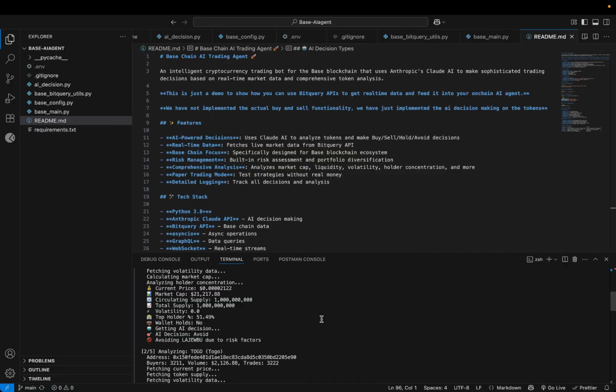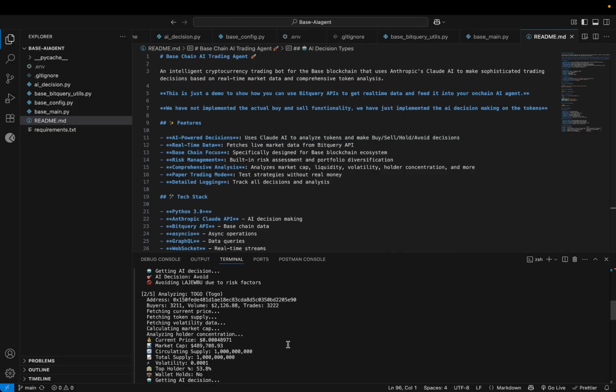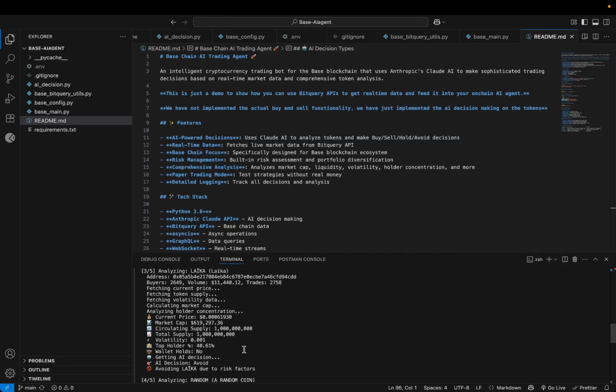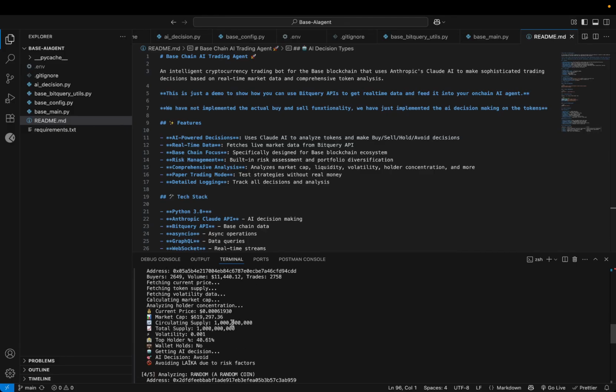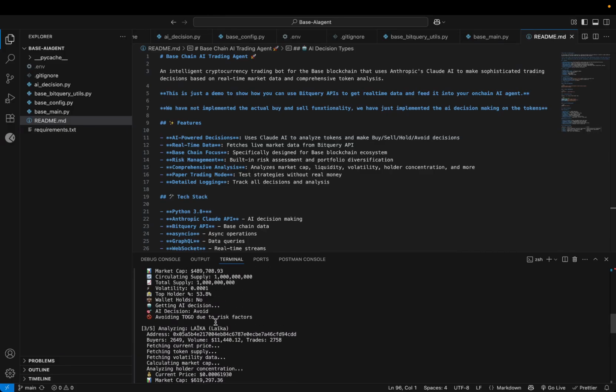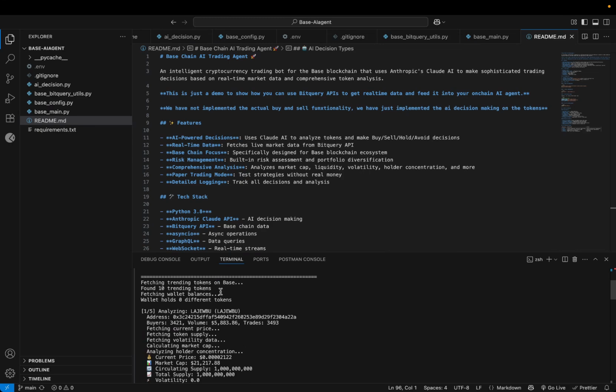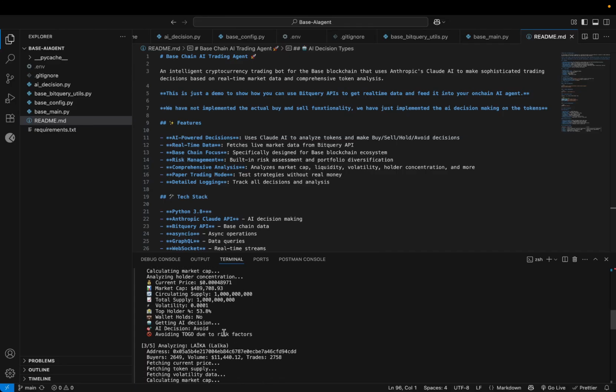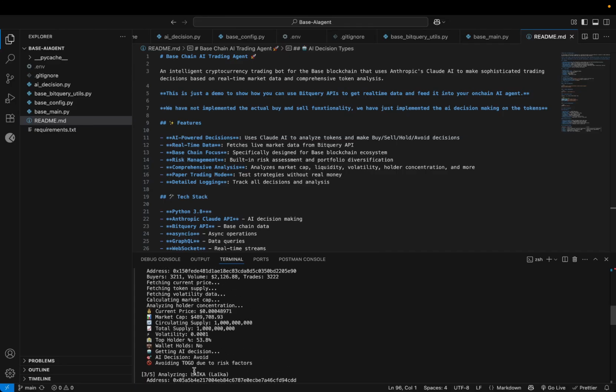All this data gets fed to Claude AI with specific prompts tailored for Base ecosystem trading. Claude analyzes everything from liquidity thresholds to Base DEX compatibility and returns clear decisions. Look at this output: analyzing Togo token and then analyzing Leica token. Right now, these are the top trending tokens on Base. When I ran this Base AI agent, it quickly checked what the trending tokens are, got these details for them, and also gave the decision on them that we should avoid them.